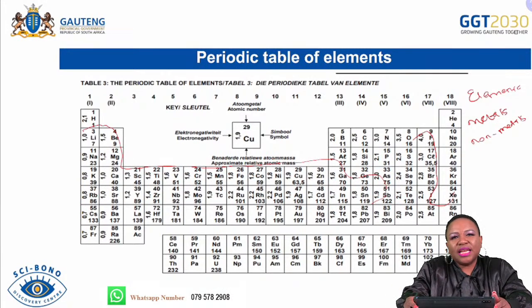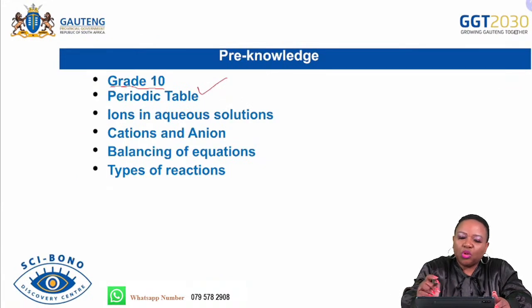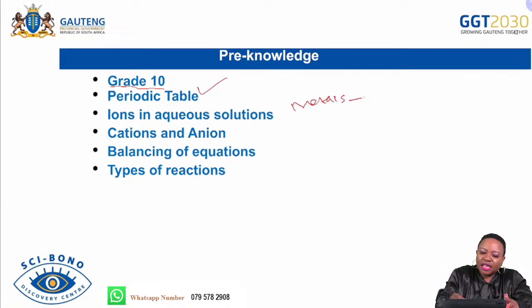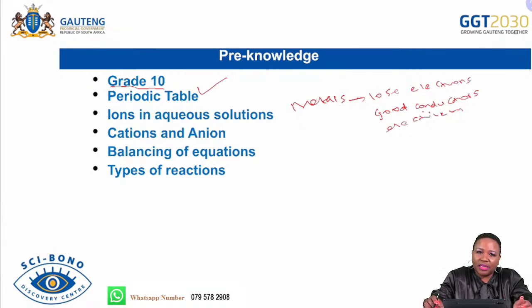So what we know about non-metals and metals is that metals can do what? Metals, one of their properties is to lose electrons. And also metals are good conductors of electricity. Therefore, as we are reminded about these properties, we will know what we have to do always when we have a metal. Therefore, we know that as metals lose electrons, they will form ions.